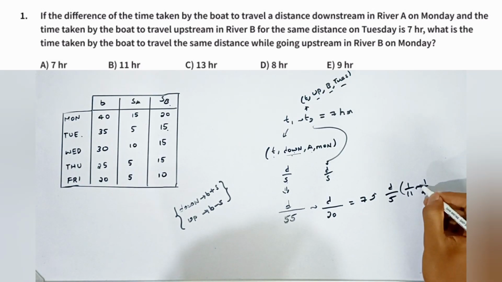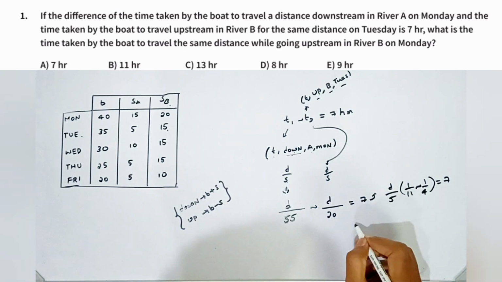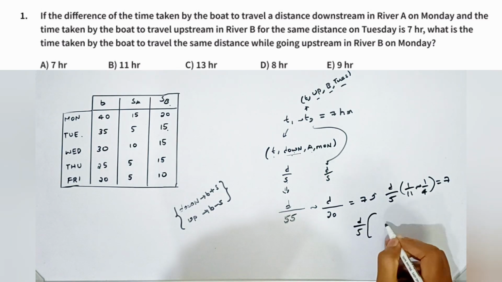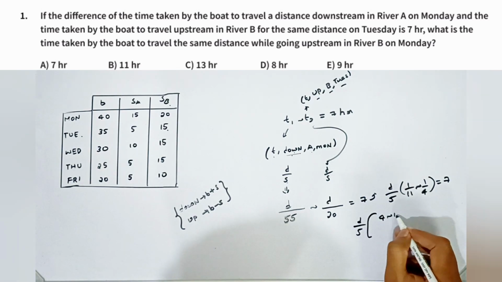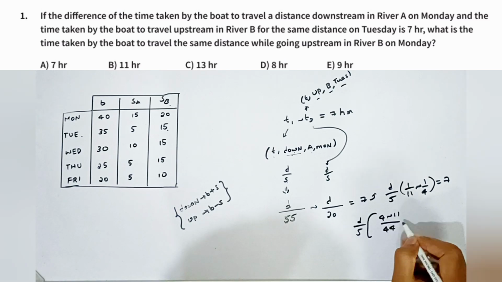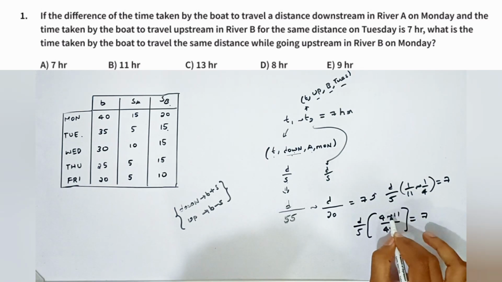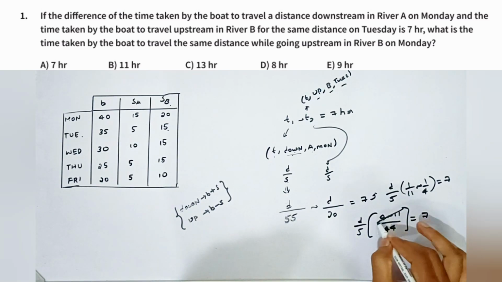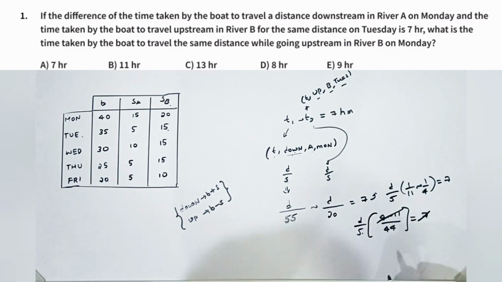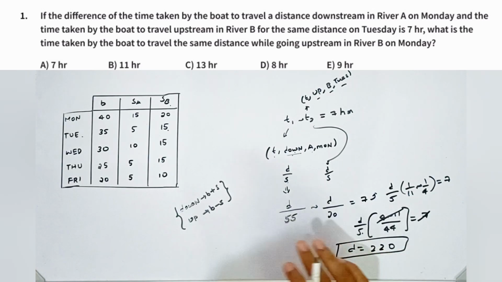It is nothing but the difference, which is equal to 7. So after solving it, D by 5, 4 minus 11 upon 44, that is nothing but 7. The difference between 11 and 4 is 7, so I'm cancelling 7 and 7. So 5 into 44 is nothing but 220. So the distance is 220. Okay, we calculated the distance.